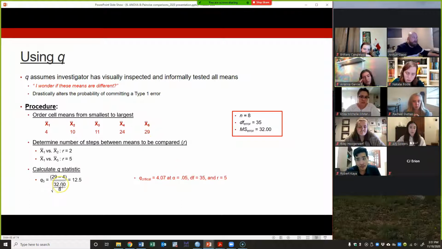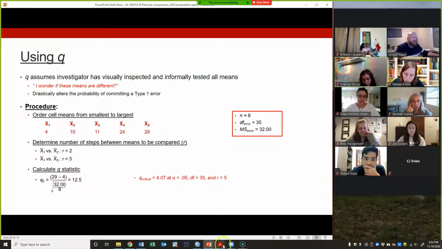Then, based on the original Tukey procedure, I would calculate a Q statistic for each one of these comparisons. So let's say I'm looking at comparing group 1 and group 5. I would take 29 minus 4, divide that by the square root of 32, that's my mean squared error from my ANOVA table, divided by 8 people per cell. That gives me a Q statistic of 12.5.